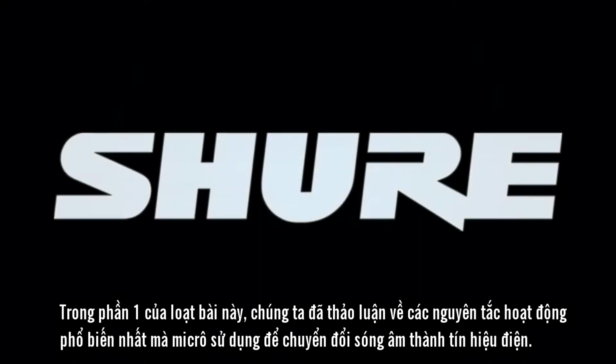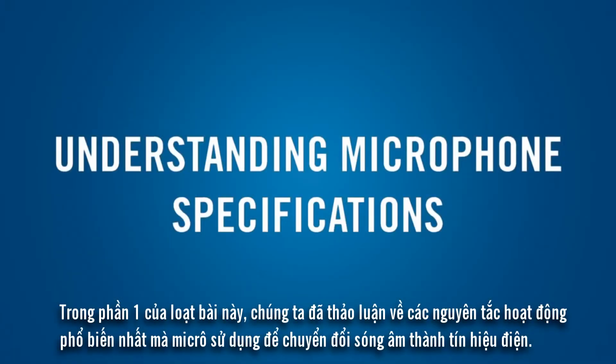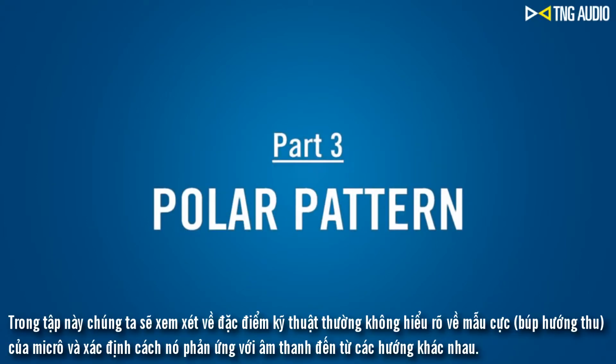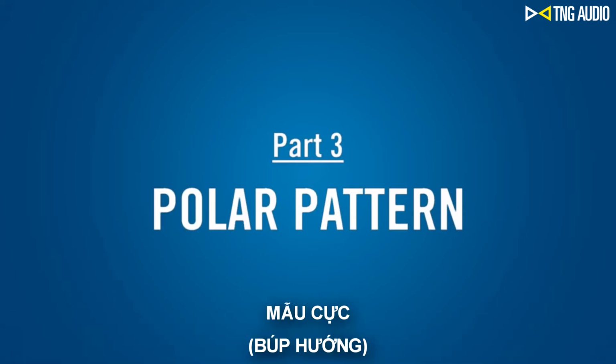In part 1 of this series, we discussed the most common operating principles that microphones use to convert sound waves into an electrical signal. In part 2, we learned how a microphone's frequency response affects the sound of voices and instruments. In this episode, we'll review an often misunderstood microphone specification, polar pattern.